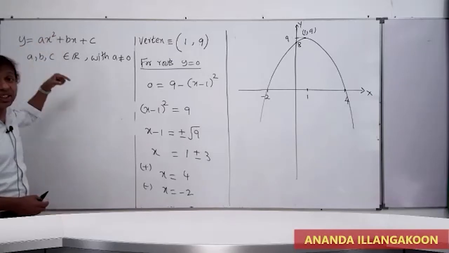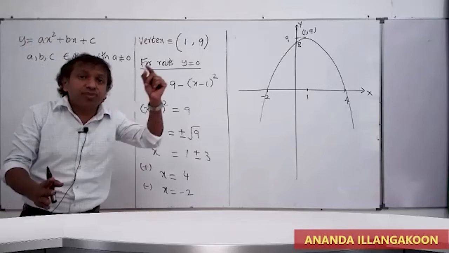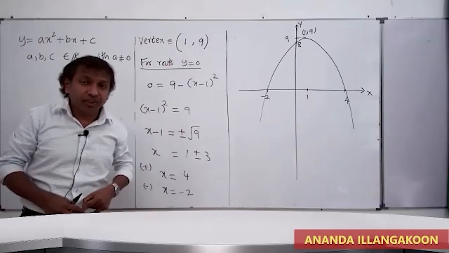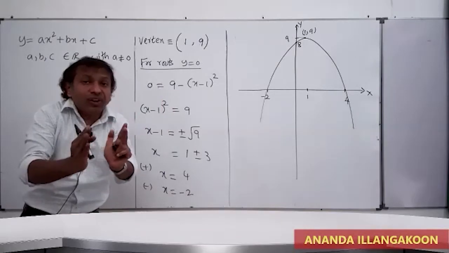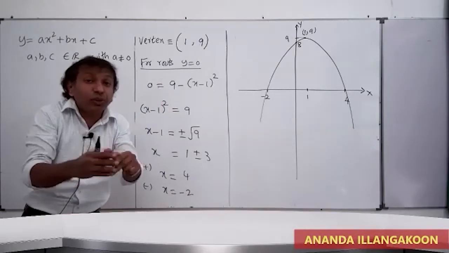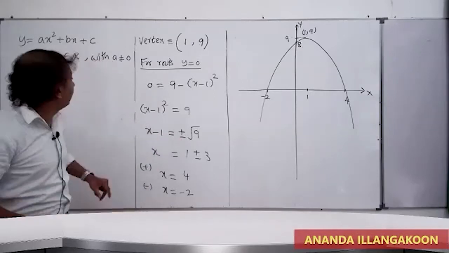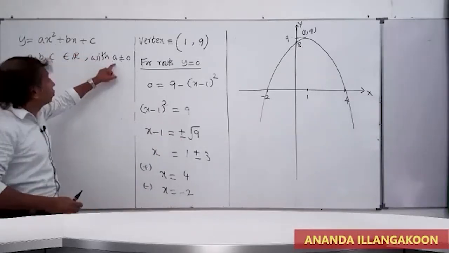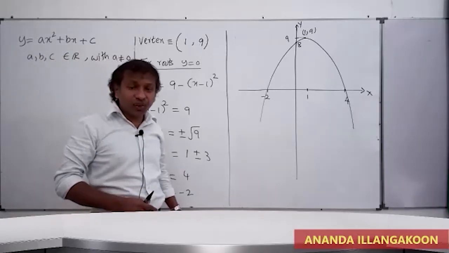Then this function is not a quadratic function. There should definitely be a second power of x on the right hand side. For this, there should be a particular value for the x squared coefficient. If it is 0, there is no x squared term. That is why it is very important that a, the x squared coefficient, should not be equal to 0. This is how we define the quadratic function.